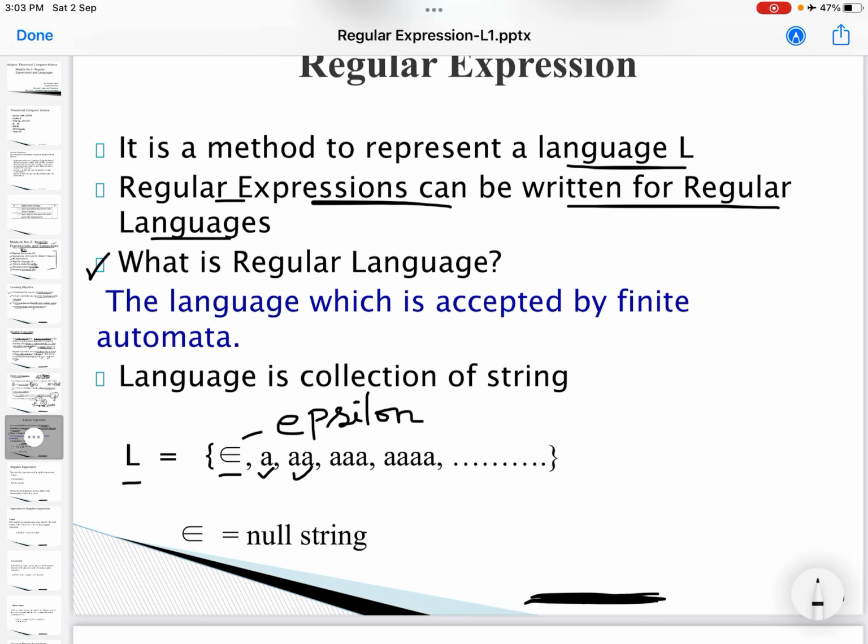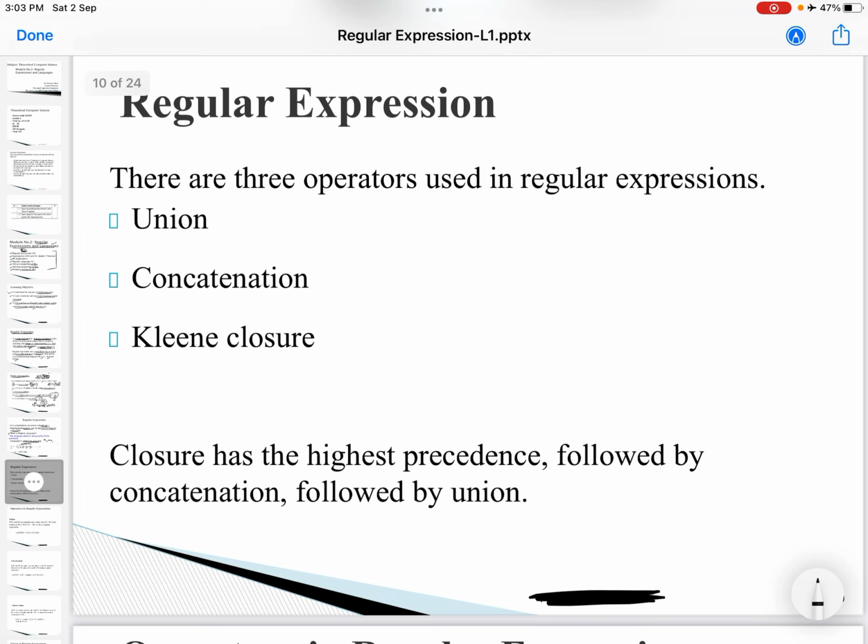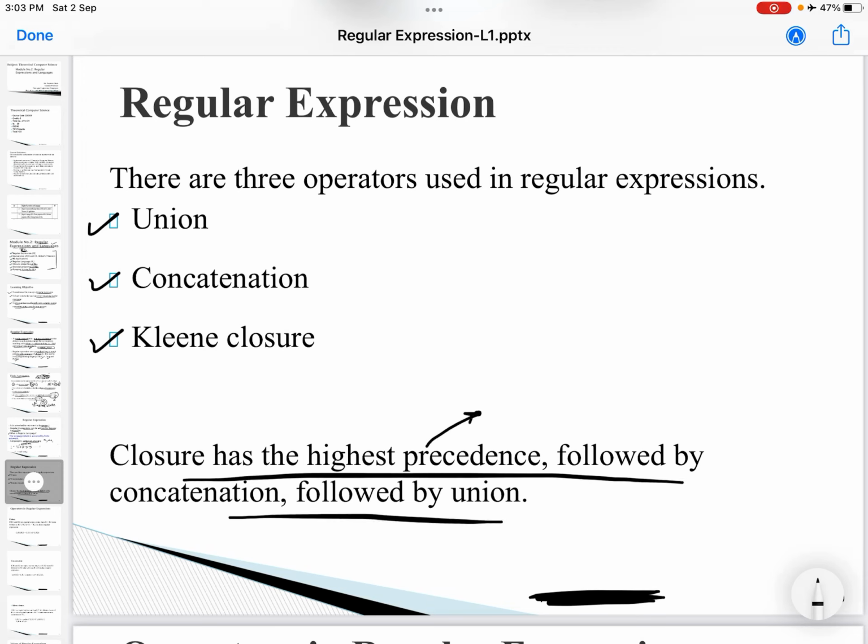A is a language, AA is a language, AAA is a language, four times A is a language, and so on. What is a language? It is a collection of strings. A string can be one string, two strings, or more than two also. Regular expressions: there are three operators used in regular expressions: union, concatenation, and Kleene closure. Closure has the highest precedence, followed by concatenation, followed by union. Highest precedence means higher priority. Closure always has the higher priority, followed by concatenation, and third comes union.